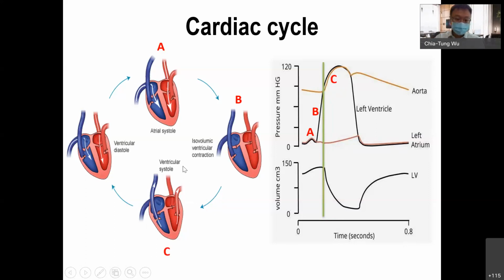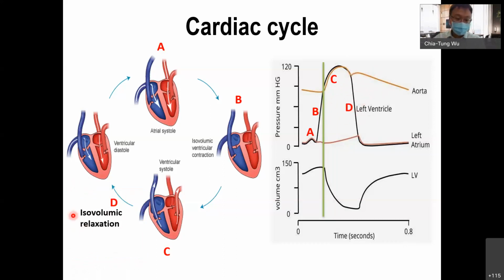This is the systolic phase of the ventricle, the true systolic ejection phase. Then our left heart starts to relax, to expand. In the diastolic phase, the pressure goes down gradually. When the pressure goes below the aorta, the aortic valve closes at this point. After this point, the cycle moves to D.